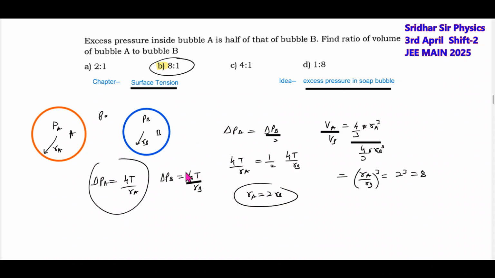Then these formulas should be there with you. Excess pressure for a bubble will be 4T by R. For the drop, it will be 2T by R. Okay, fine.